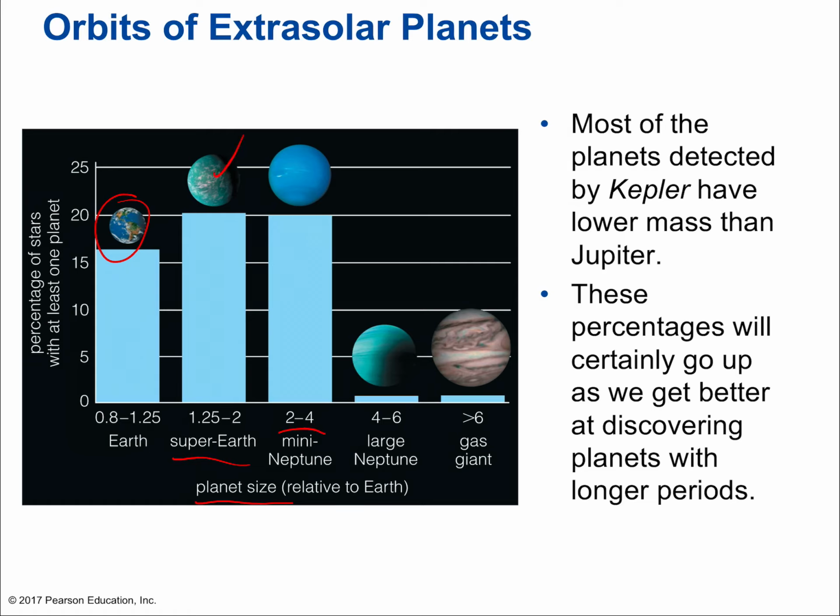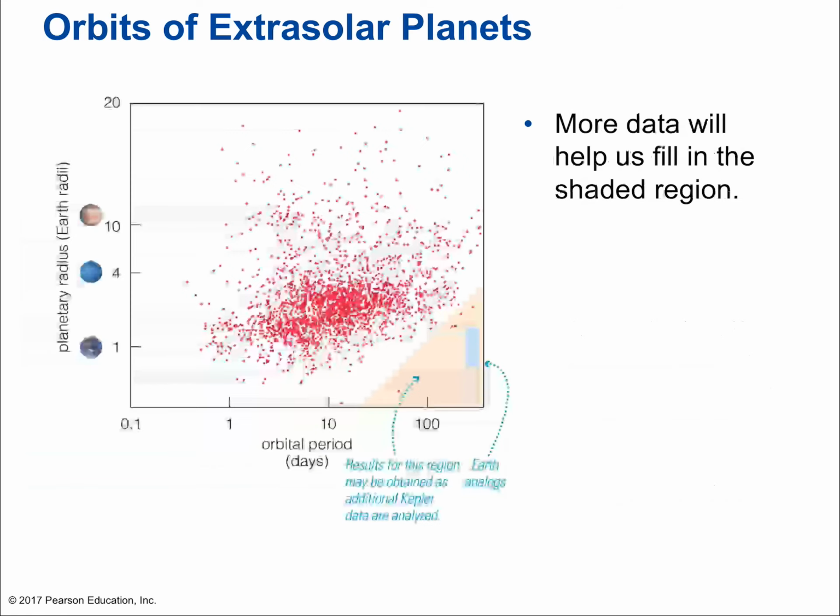There are also things that are called mini Neptunes. These are gas giants, but very, very small gas giants. Again, something that we don't have in our solar system, okay? All right, so more data will help us find planets in this shaded region, right? So these would be kind of like perfect Earth analogs in terms of their distance and their size, all right? But they don't have to be perfect Earth analogs. We still find a lot of planets that are in the habitable zone. I'll mention that in just a second, right?